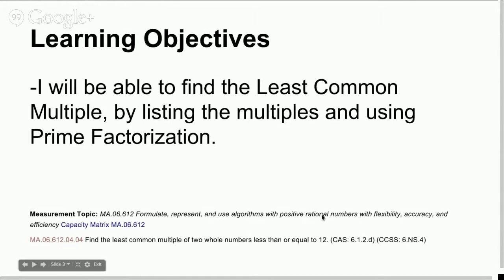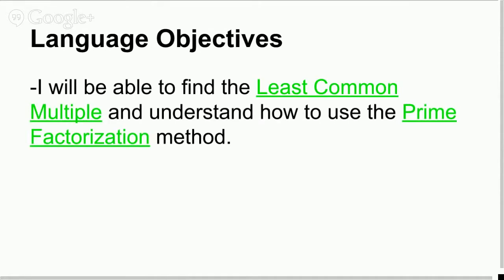Okay, learning objectives here. We need to find the least common multiple. You can do this two ways. You can list the multiples, or you can use prime factorization, kind of like greatest common factor. So the goal is to be able to find the least common multiple, so you'll have to understand what that word means.